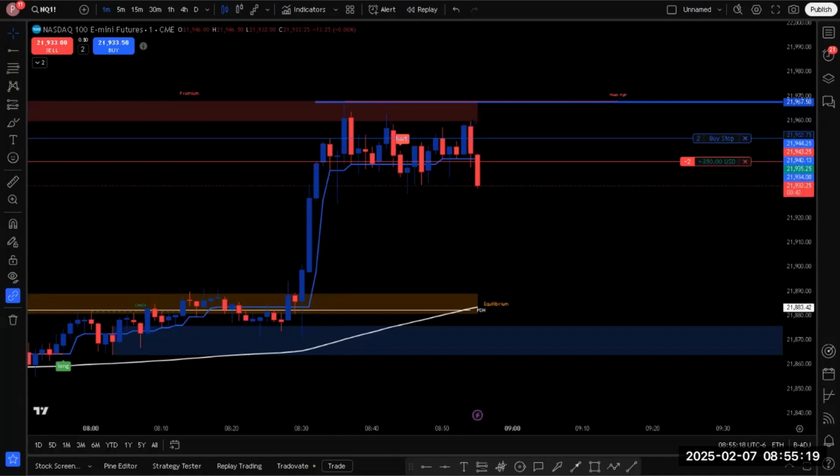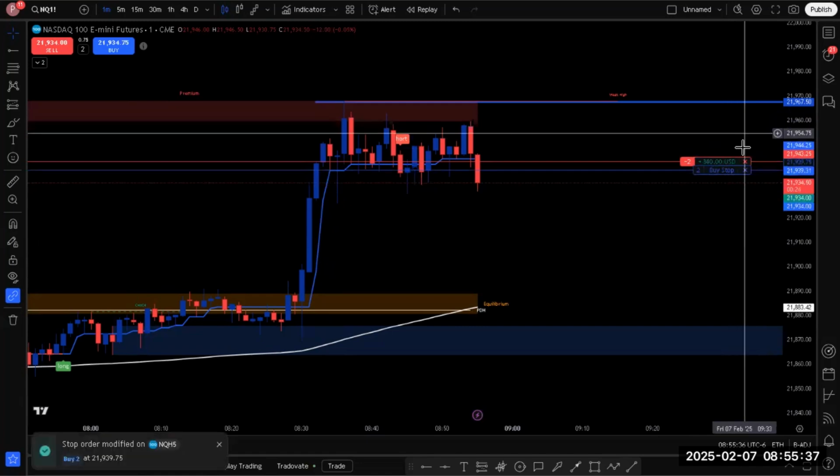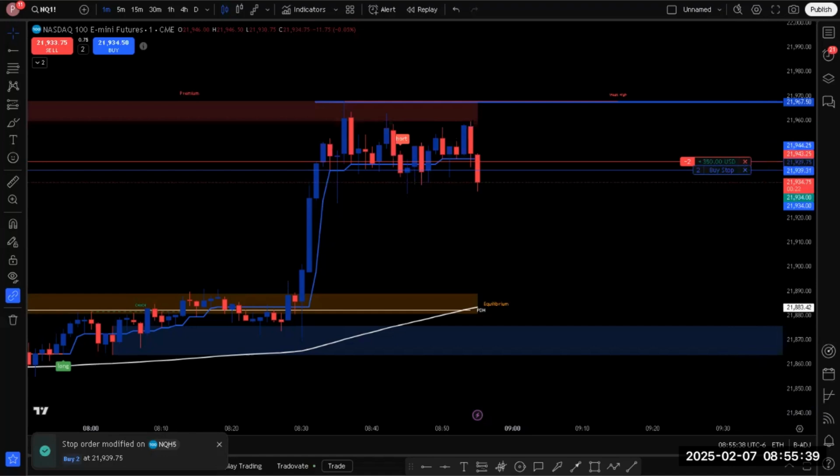Okay, it's currently 8:55. I just got triggered into the short position. I am currently short at 21,943 NQ. I'm going to move my stop to break even. Move my stop to 21,939.